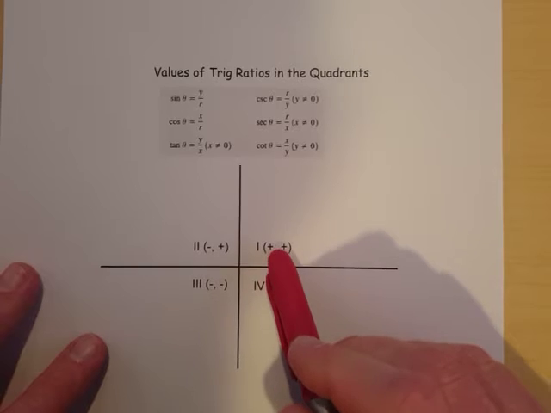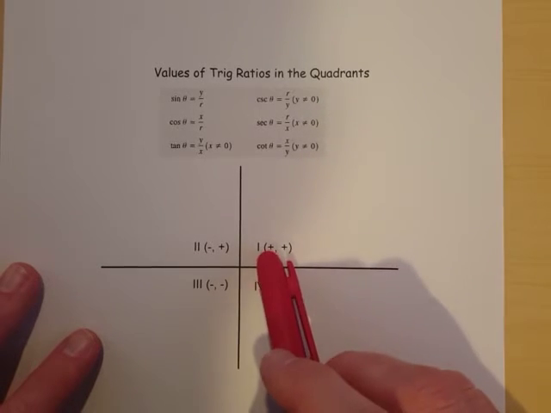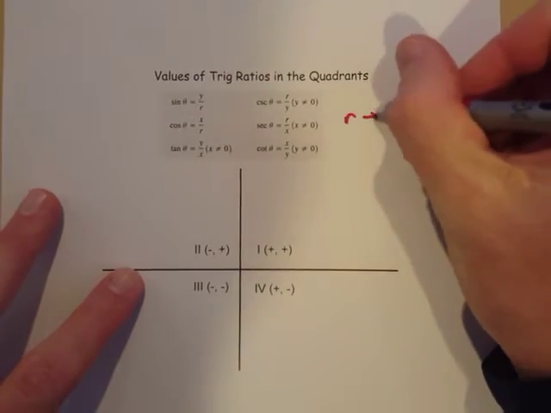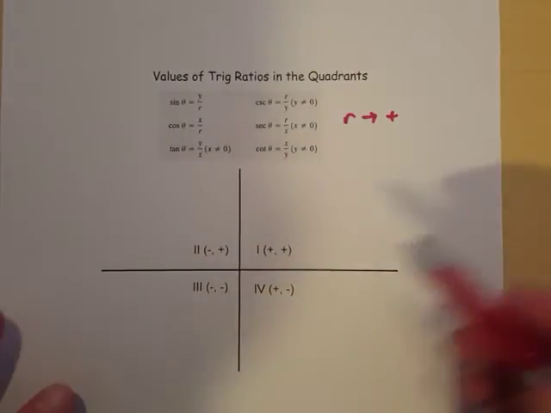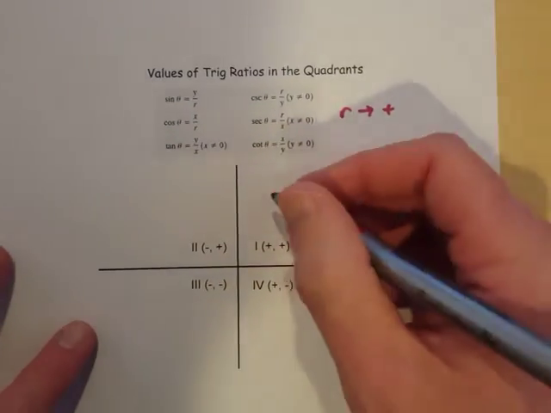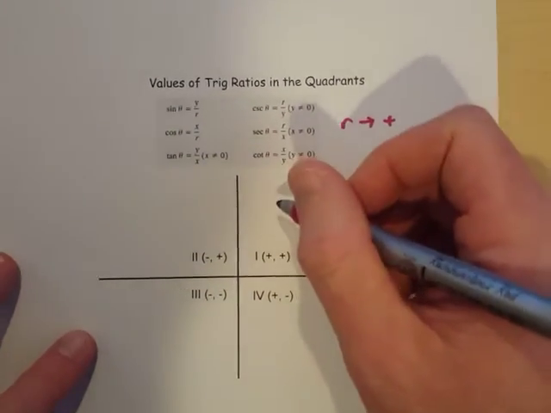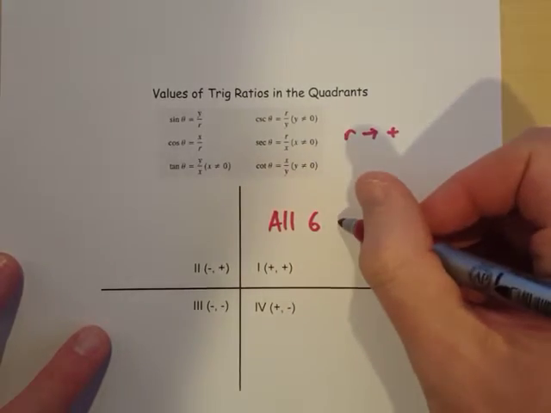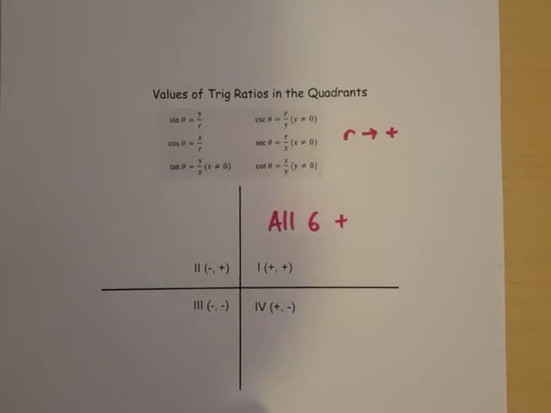Well, the first one's easy because if x and y are both positive, and we know that r is always positive, then there's no other option than for all of these to be positive. So what I would say about this first quadrant is that all 6 trig ratios are positive.